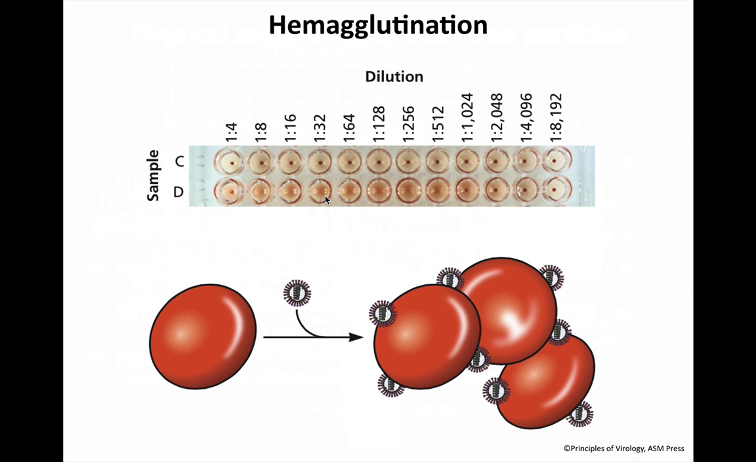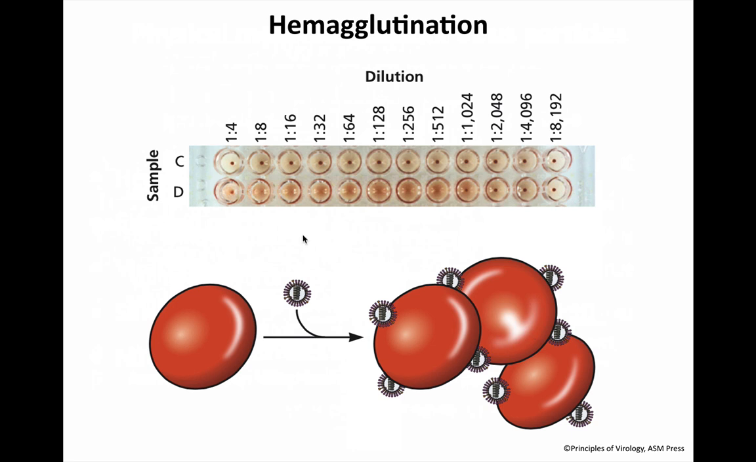Now you may be asking yourself why the first well in sample D has a nice button at its bottom. The answer is that there's so much virus here that the hemagglutination reaction has been reversed. It turns out that the virus has an enzyme in the particle that reverses this attachment reaction.